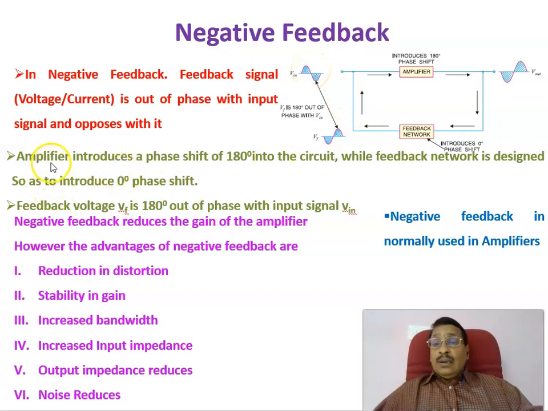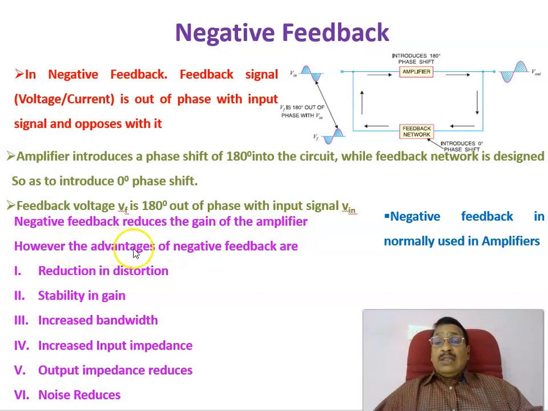Therefore, the amplifier introduces a phase shift of 180 degrees into the circuit, and the feedback network is designed so as to introduce 0 degree phase shift. The feedback voltage, that is Vf, is 180 degrees out of phase with the input voltage, that is Vs. Here the negative feedback reduces the gain of the amplifier, unlike positive feedback. That is the only disadvantage: gain is reduced in the case of a negative feedback amplifier.